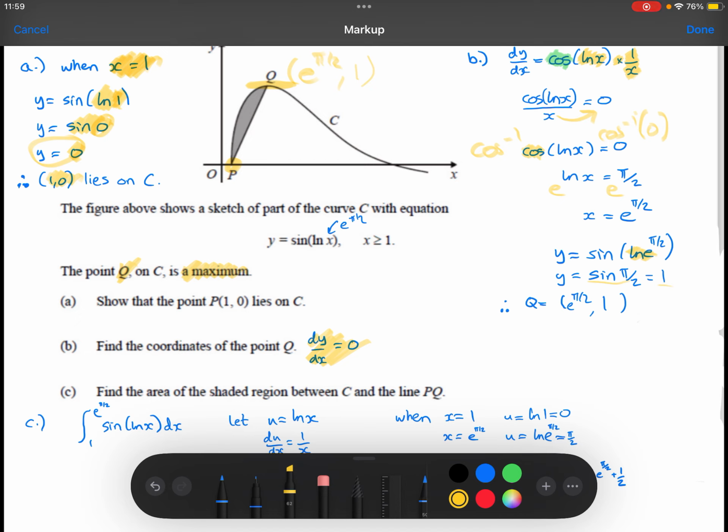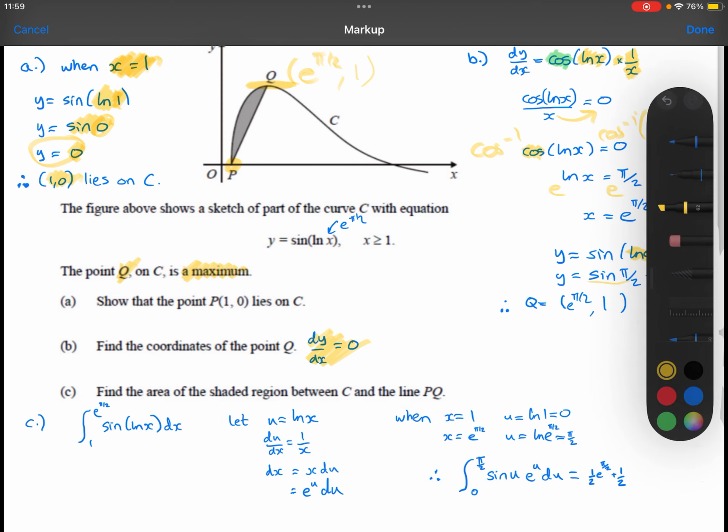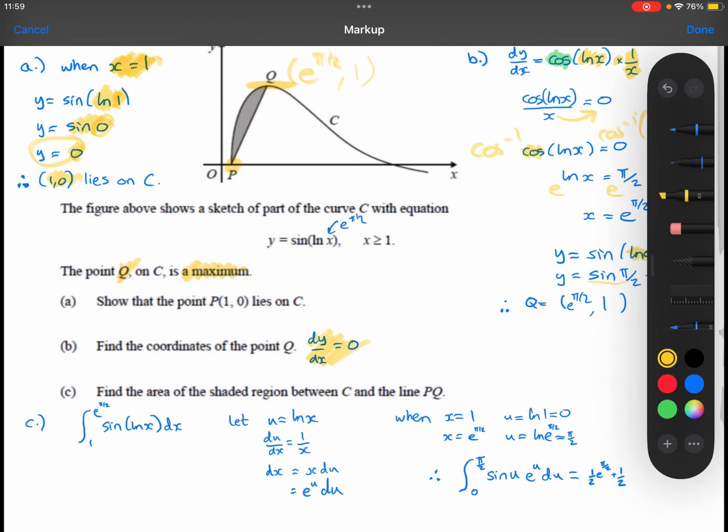Part C. Now, this was a 9-mark question. It's a long process and it's a difficult process. The overall strategy for part C, we're working out the shaded area. So what I'm going to do is integrate the curve from P, which is 1, to Q, which is e to the pi over 2. So if I integrate between those, that's going to tell me all of this area here.